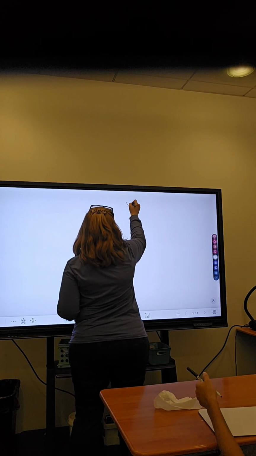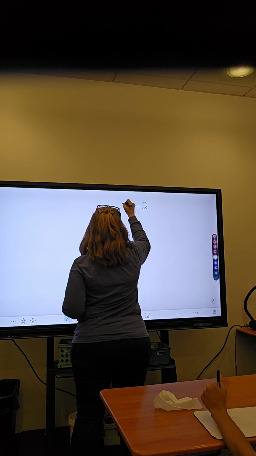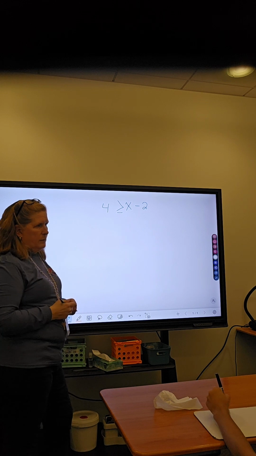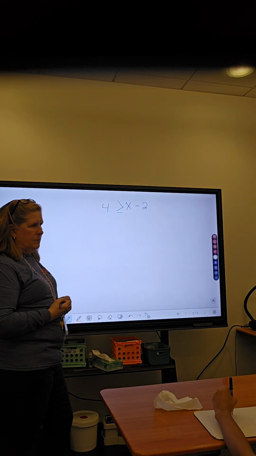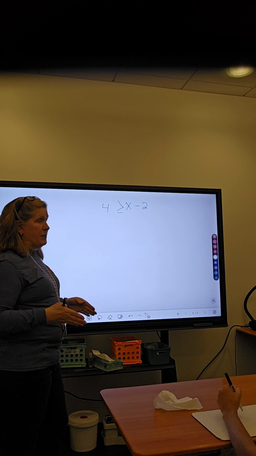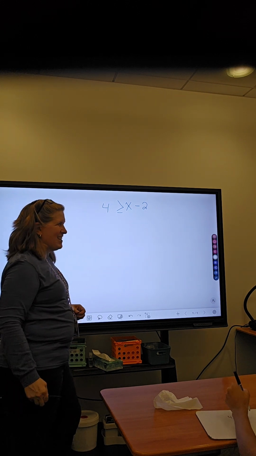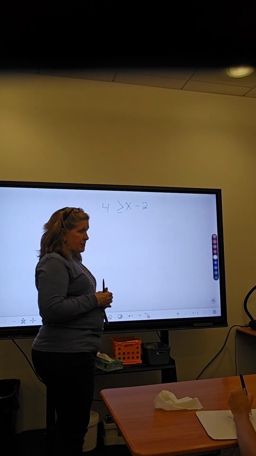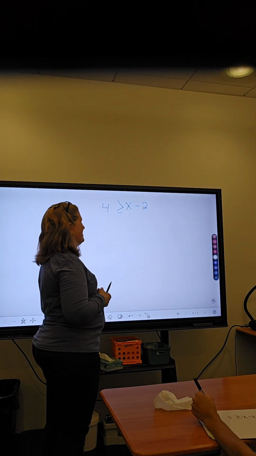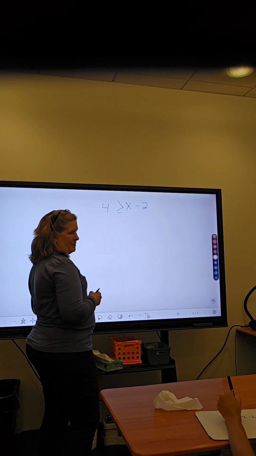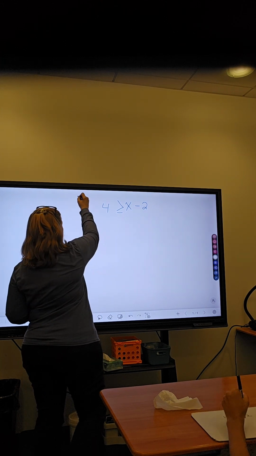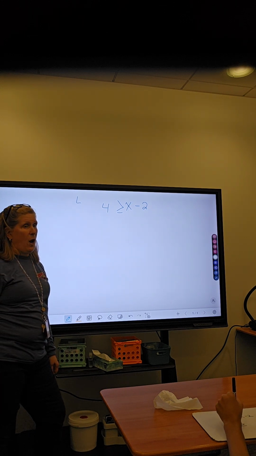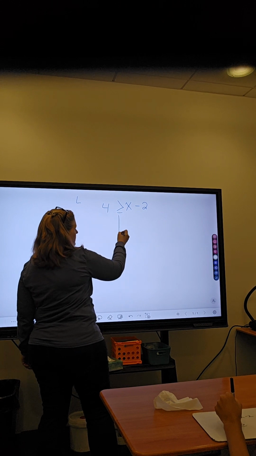All right, so let's do x minus 2 is less than or greater than 4. So first work the equation. You're jumping right to the end. Work the equation first, use inverse operations, and then graph it. Also, remember, the left has the letter.